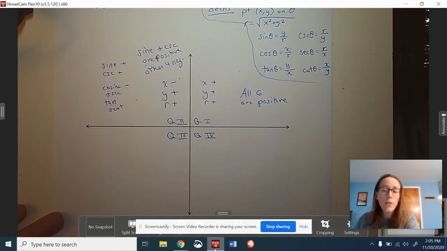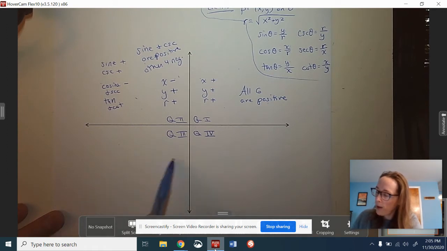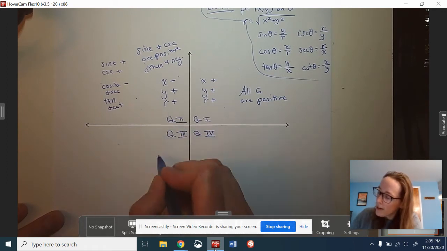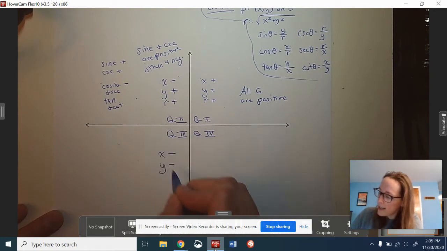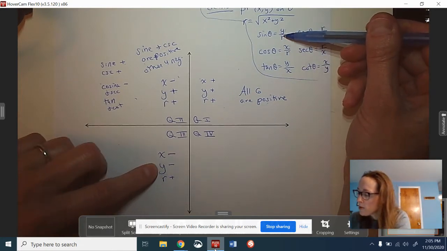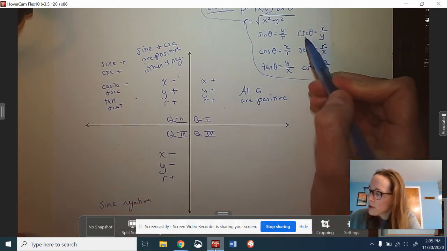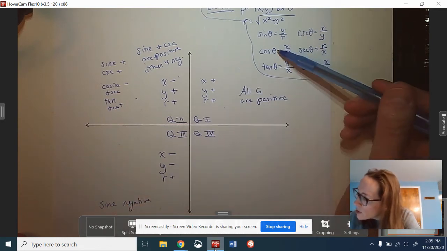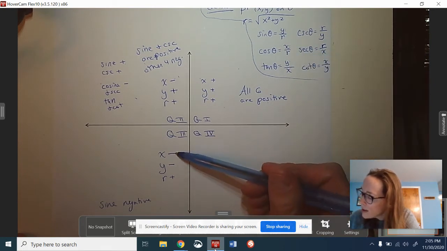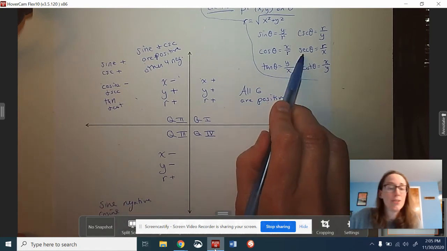Okay, moving on to quadrant 3. In quadrant 3, think about any point in quadrant 3. Since all the points in quadrant 3 are to the left, x is negative, and down, y is negative, but r is always positive. So let's figure out who's positive and who's negative here. The new definition of sine is y over r. That's a negative over a positive, which is negative. So sine is negative, and so is its reciprocal cosecant. How about cosine? Cosine's definition is x over r. That's a negative over a positive. Cosine is also negative, and so is its reciprocal secant.